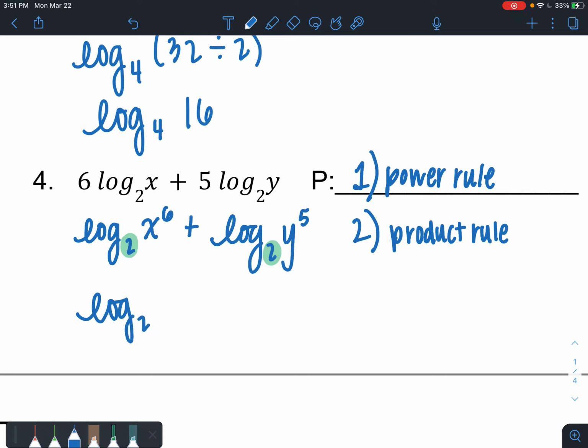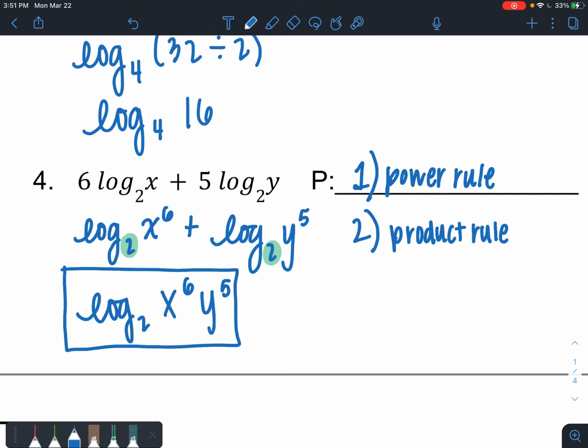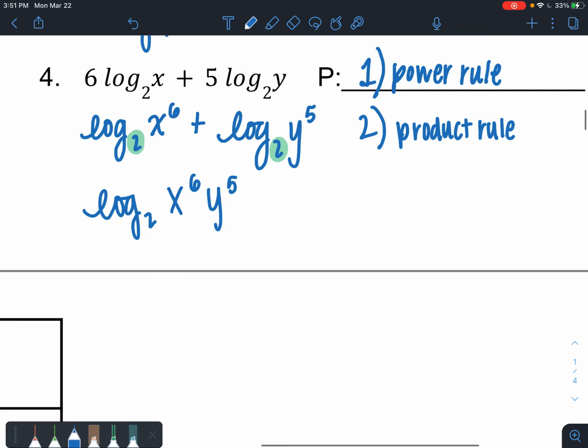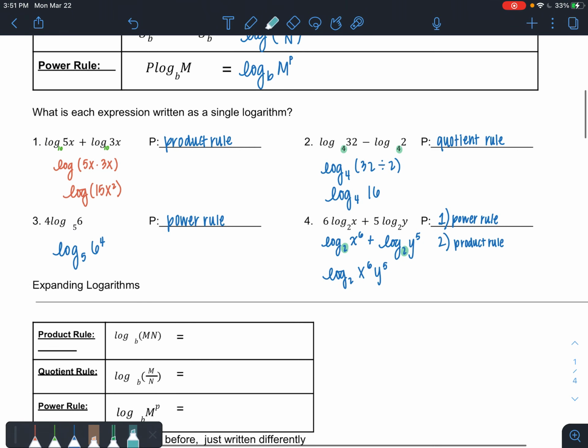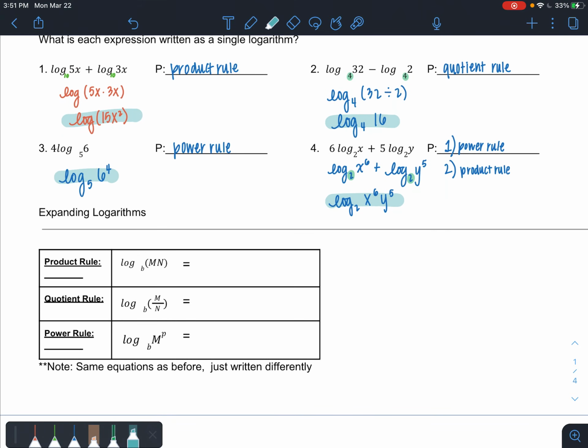So this becomes log base 2 of x to the 6th, y to the 5th, multiplying those two values together. All right, and so that is our final answer there. I'm going to highlight the answers here. Okay.